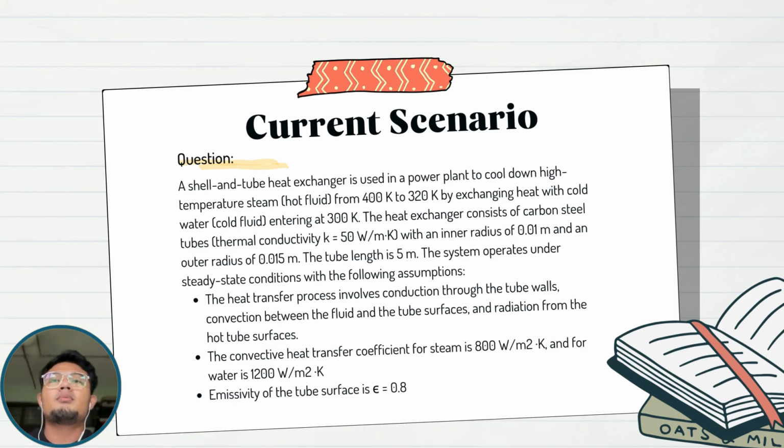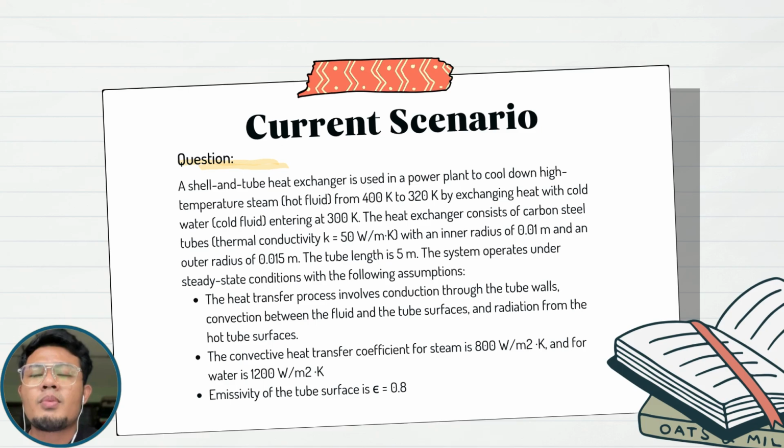Okay, this is the problem example for the current scenario. This is a question of a shell and tube heat exchanger used in a power plant to cool down high temperature steam, the hot fluid, from 400 Kelvin to 320 Kelvin by exchanging heat with cold water entering at 300 Kelvin. The heat exchanger consists of carbon steel tubes. The thermal conductivity K is 50, with an inner radius of 0.01 and an outer radius of 0.015 meter. The tube length is 5 meter.